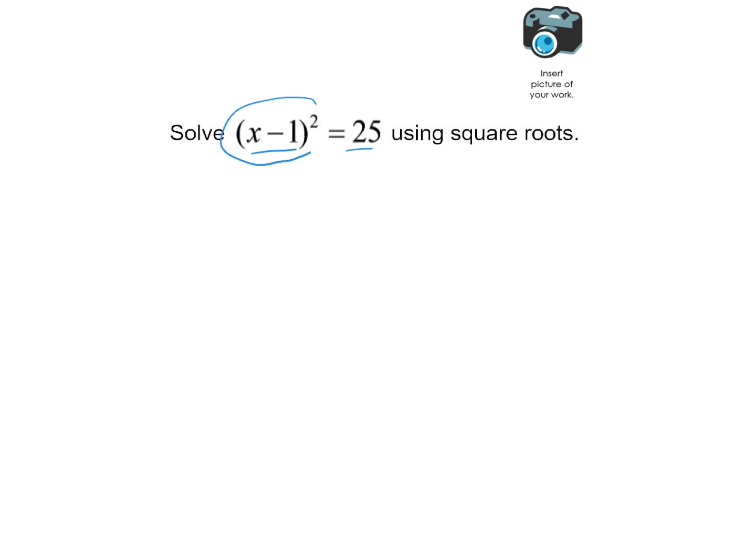So we need to get just this by itself. This squared needs to go first. So we're going to take the square root of both sides first. That gets us x minus 1 equals positive 5, and x minus 1 equals negative 5. And I like to put it in 2 separate ones because I've got 2 separate numbers.